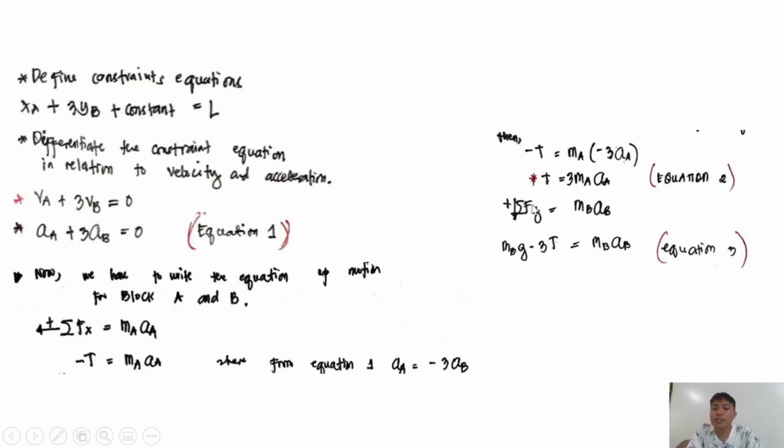And for the summation of forces at y component rather, is equal to MB AB. As for the summation of forces Y, makukonsider natin pababa, positive yung MB times gravity, minus tatlong tension, 3T. Kasi 2T, then may isa pang T, so kaya naging 3T siya. Negative siya kasi pataas man yun, while yung ating positive Y axis system is pababa. So, meron na tayong equation 3.